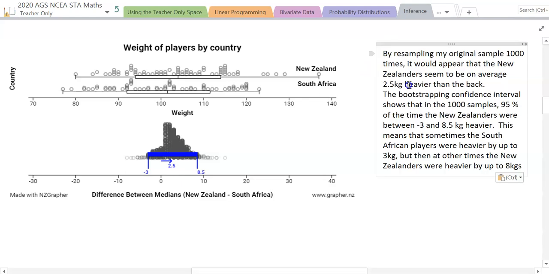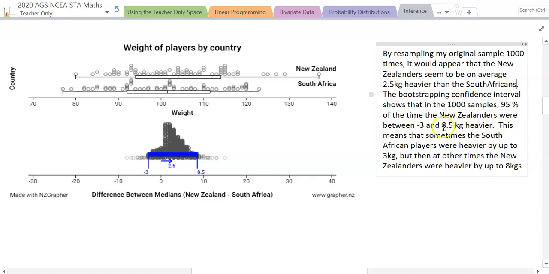So commenting on this, I can say something like this. By resampling my original sample 1,000 times, it would appear that the New Zealanders seem to be on average 2.5 kilograms heavier than the South Africans. The bootstrapping confidence interval shows that in the 1,000 samples, 95% of the time the New Zealanders were heavier between -3 and 8.5. The New Zealanders were between -3 and 8.5 kilograms heavier.